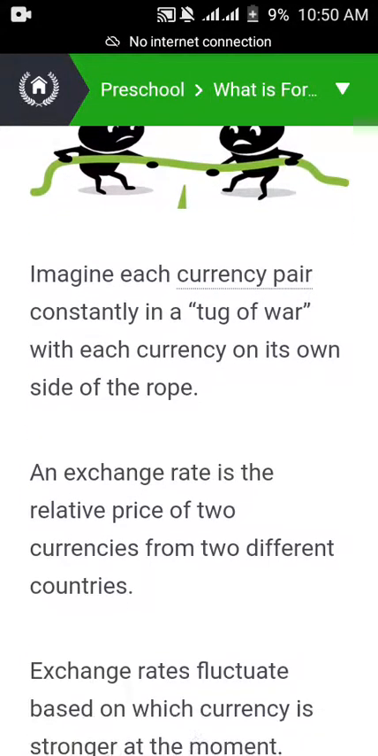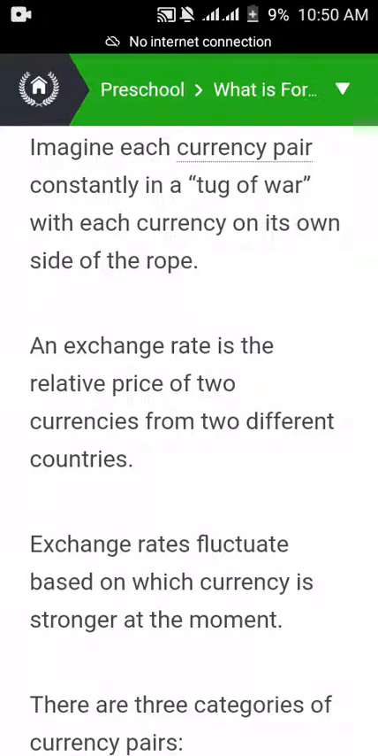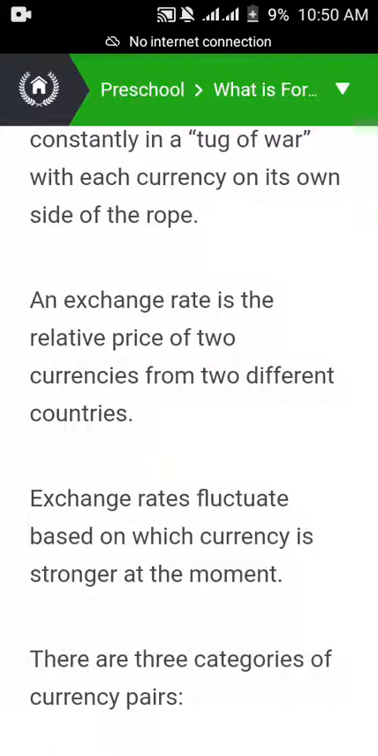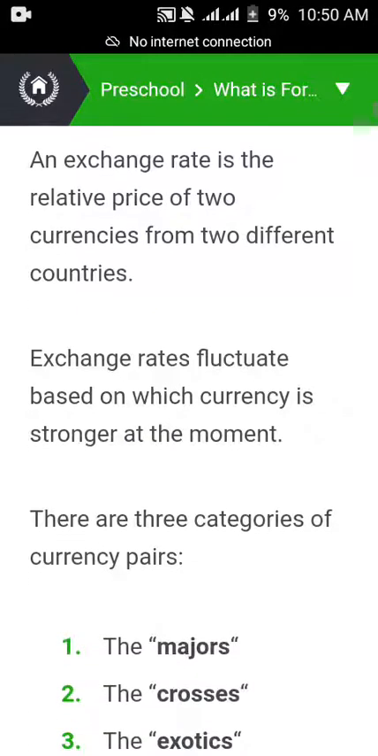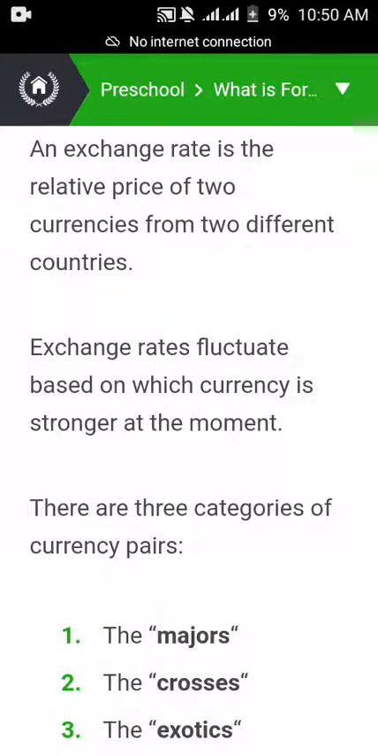Imagine each currency pair is constantly in a tug of war, with each currency on its own side of the rope. An exchange rate is the relative price of two currencies from two different countries. Example, Nigeria and the United States of America. The exchange rate fluctuates based on which currency is stronger at the moment. Example, the Naira is weaker and the US dollar is stronger.